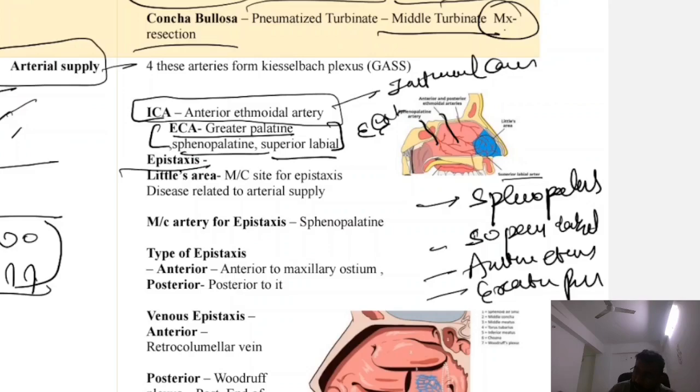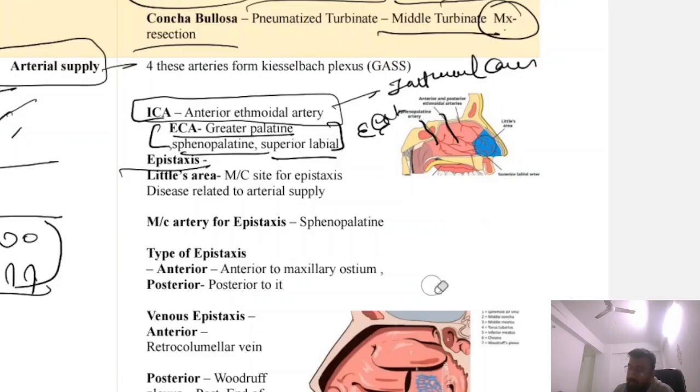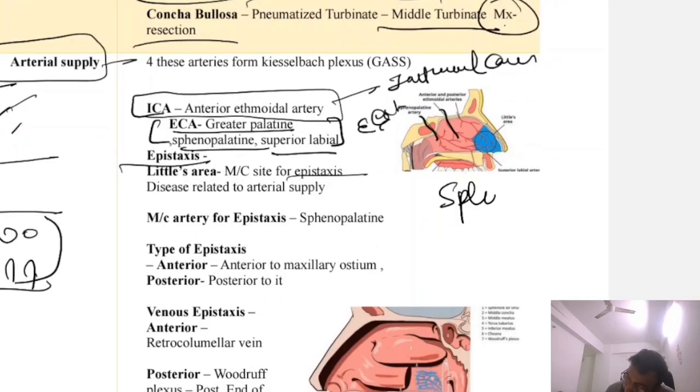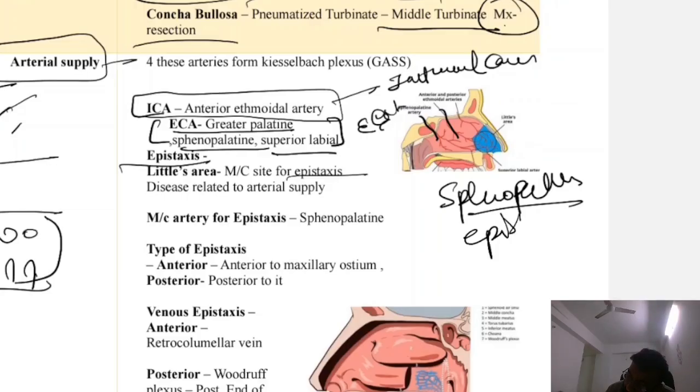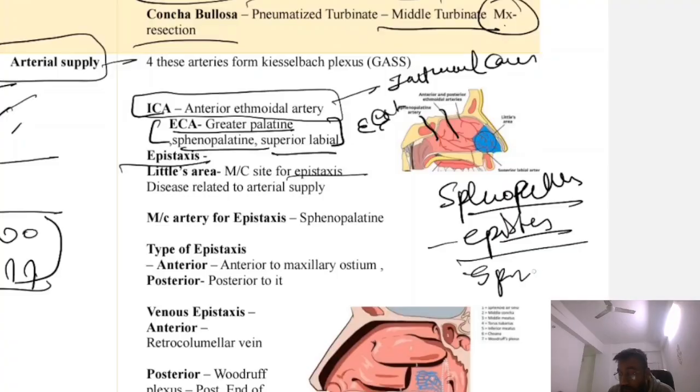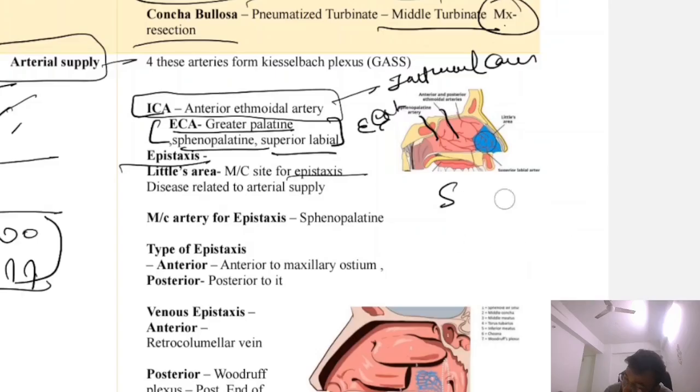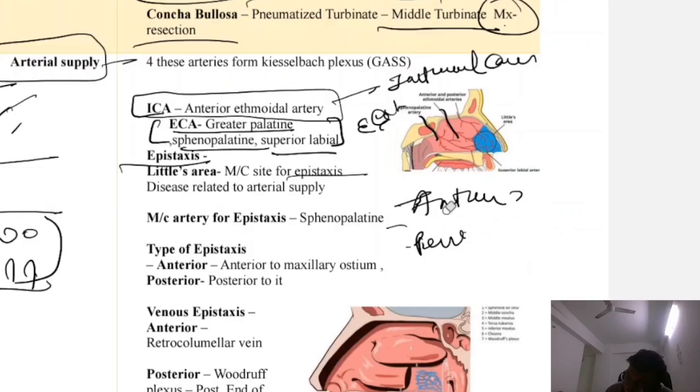Okay, now epistaxis. Epistaxis is blood from the nose. So what is the cause of blood from the nose? The most common cause of epistaxis is the sphenopalatine artery. If someone has epistaxis, you can blindly say it is the sphenopalatine artery causing it. Okay, now there are types of epistaxis: anterior and posterior. Anterior to the maxillary antrum is anterior epistaxis, posterior to the maxillary antrum is posterior epistaxis. Now venous epistaxis.